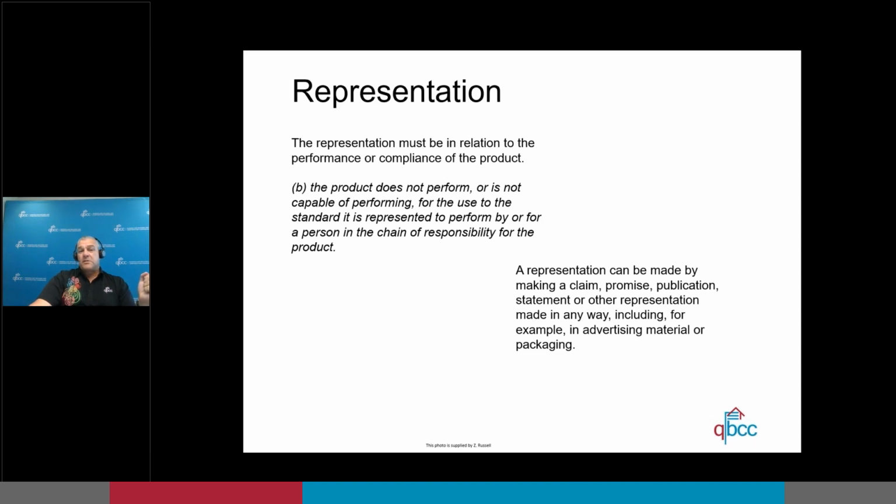Now, representation can be made in lots of different ways. It could be by a brochure, it could be by an advertisement, it could be by the salesperson saying, look, this product can do that. With the vinyl plank, they're going, yeah, you can use that in your bathroom, you can run it down the hallway and straight into the toilet, which obviously you can't unless it has a performance solution, because it doesn't meet the DTS provisions.